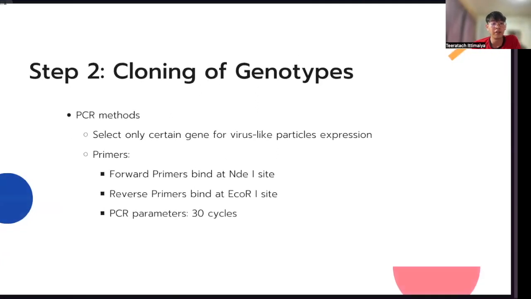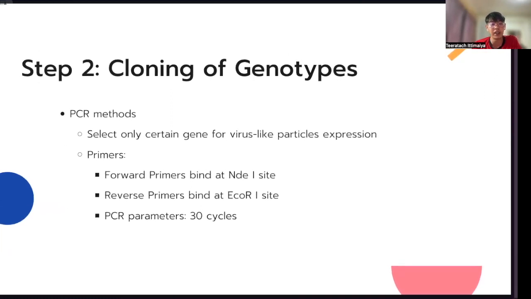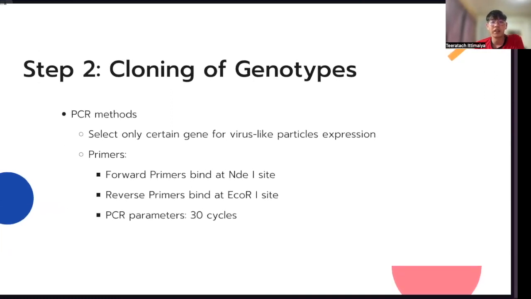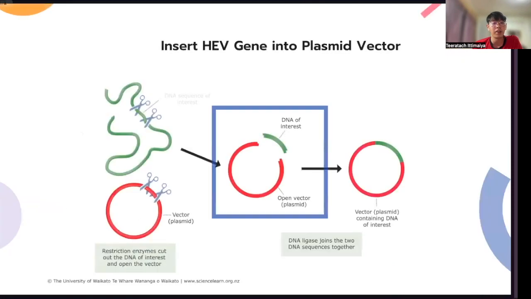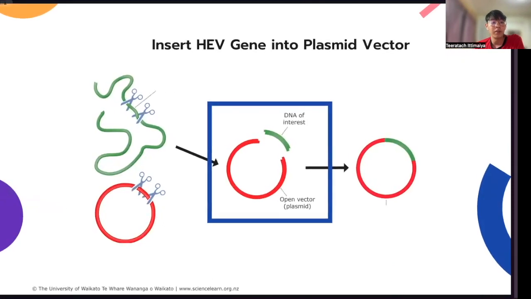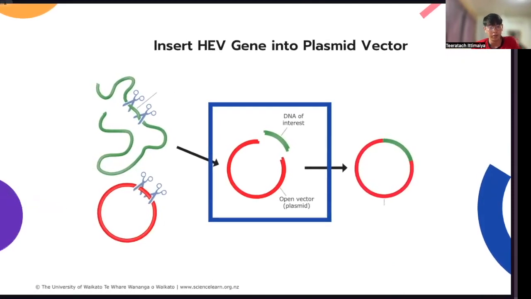Next, we clone only specific genes of the HEV virus by the PCR method. The genes that express virus-like particles are chosen by the primers, which bind at the EcoRI sites. The PCR parameter is 30 cycles. At the end of this step, we now have numbers of genes to transfer into E. coli cells. But we need to send them as a plasmid vector, so we need to prepare the plasmid first.